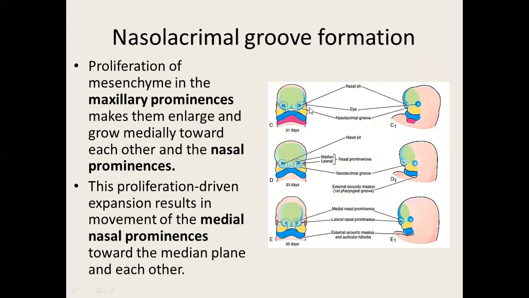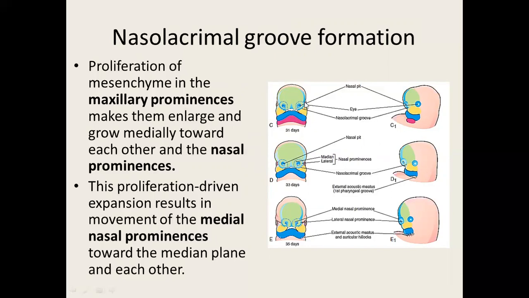Now the nasolacrimal groove, how is it formed? There is proliferation of the mesenchyme of the maxillary prominences. Because of this proliferation, these maxillary prominences start approaching each other. With their movement towards each other, they also start compressing the median nasal prominences towards each other in the midplane.